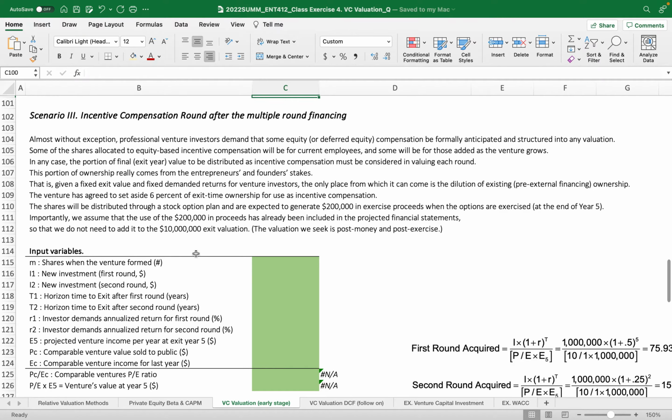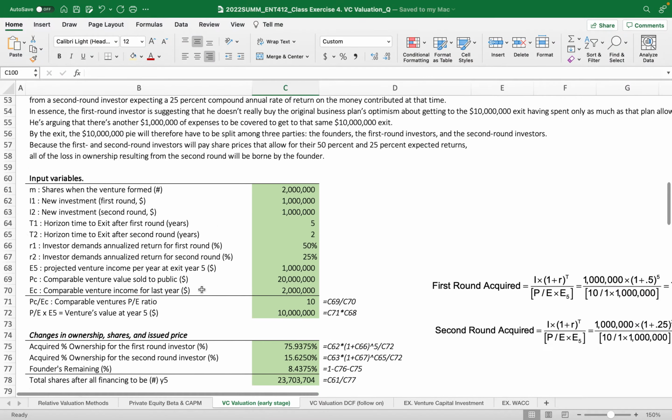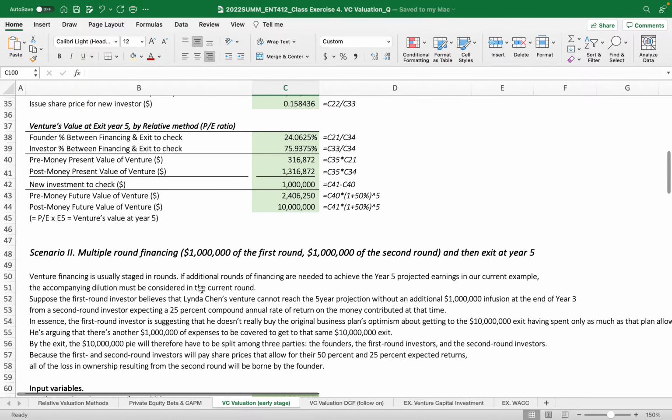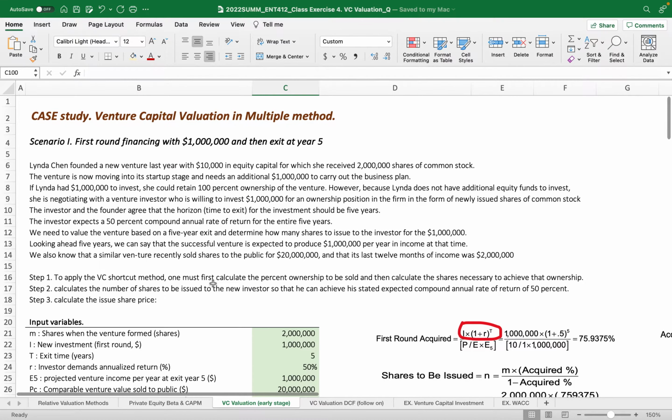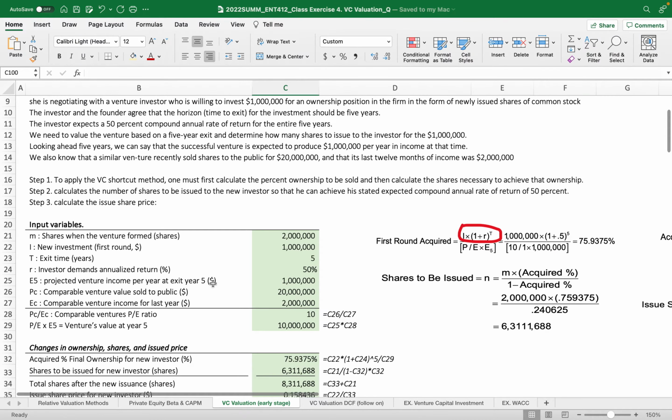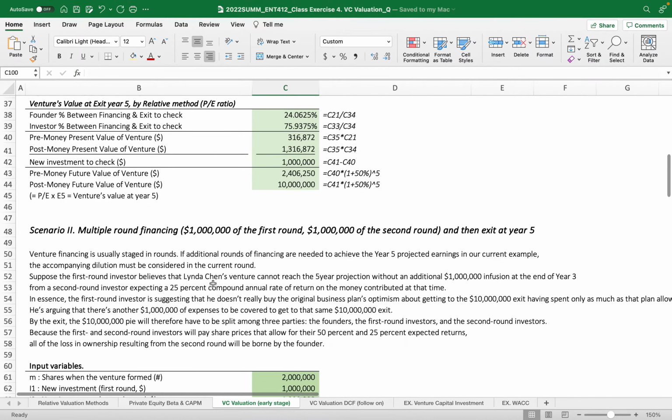Hello students, this video clip will cover how to calculate the stock price from the relative valuation, the multiple method. Also, we'll consider the incentive compensation round with the multiple, the venture capital investors round. We already covered these two scenarios. The previous one is multiple round financing, just one financing round with $1 million, and the exit point was 5 years, right?